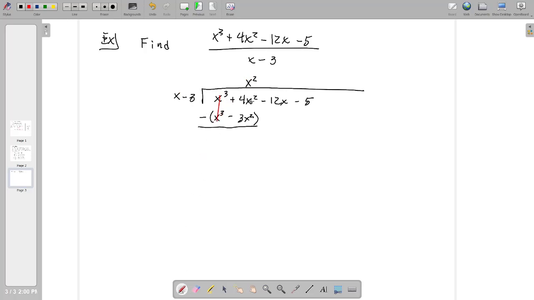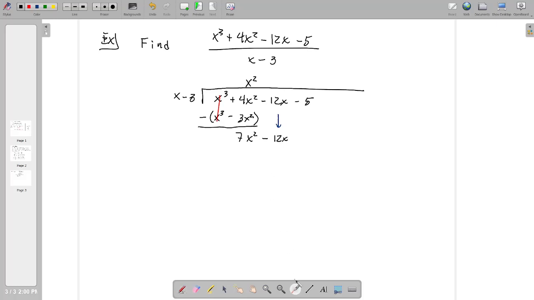And then 4x squared minus a negative 3x squared will be 7x squared. Because if you distribute this negative, we would have a negative x cubed, and then this negative will cancel this negative out, and we'll end up with 4x squared plus 3x squared, which is 7x squared. Then we carry down our negative 12x. We have 7x squared minus 12x.